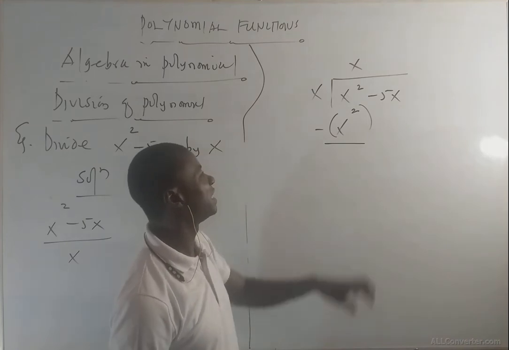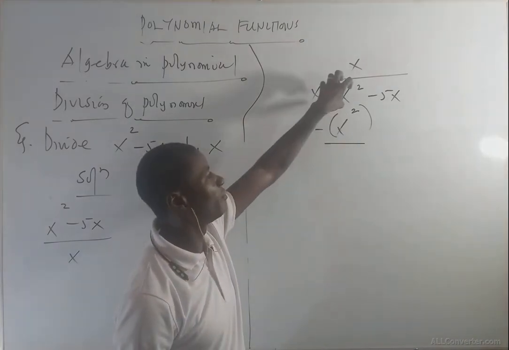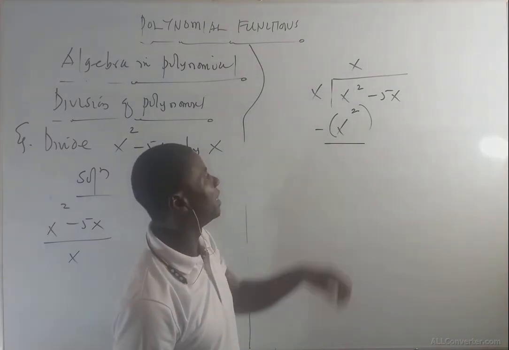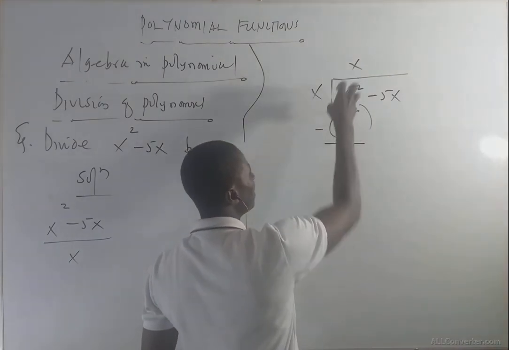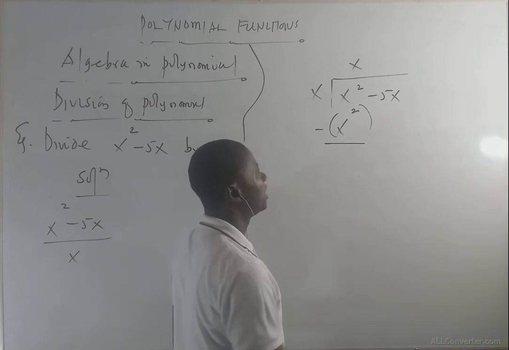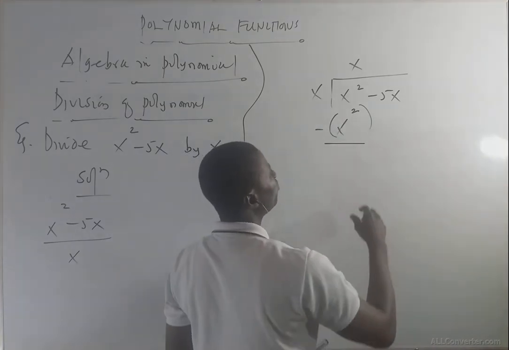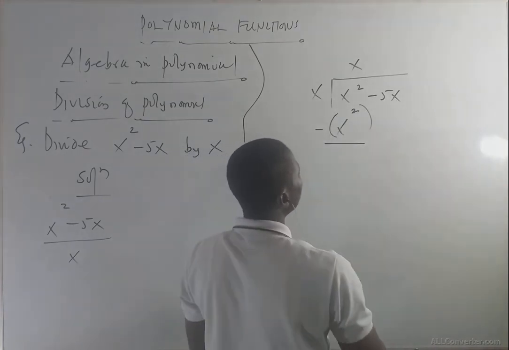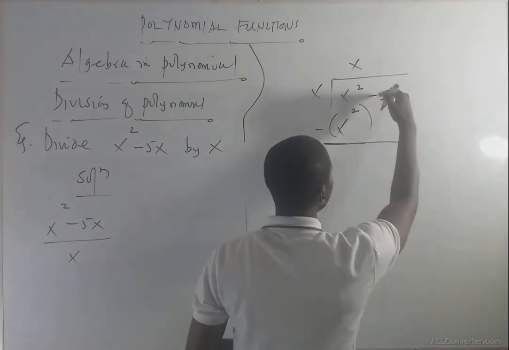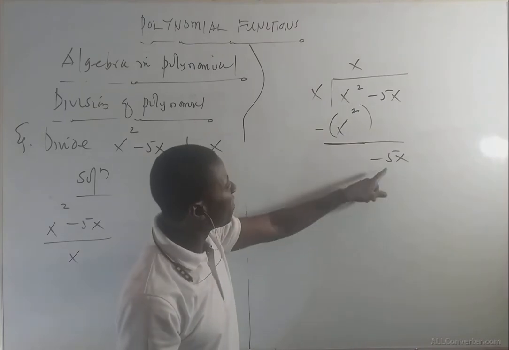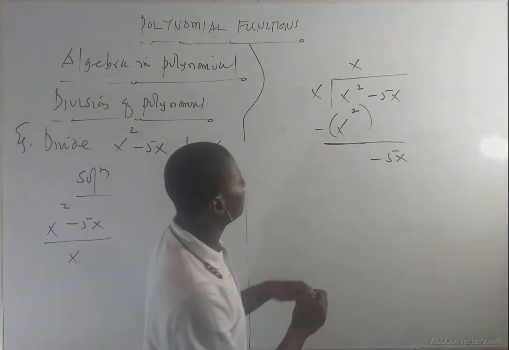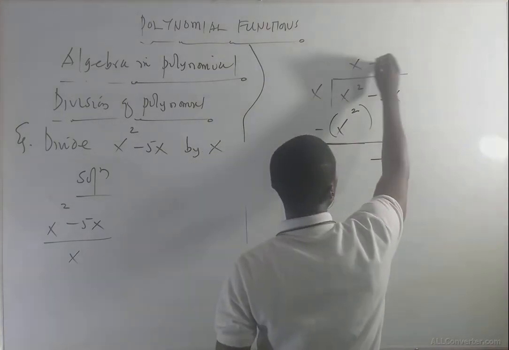So what is happening is we are taking this expression from the expression we have up there. So when we take this x squared from x squared, then we have 0. So there's no x squared term again. Then we are left with minus 5x. We are left with minus 5x. So we bring it down here, minus 5x. Then we still divide minus 5x by x, and that will give us minus 5. So we have minus 5.